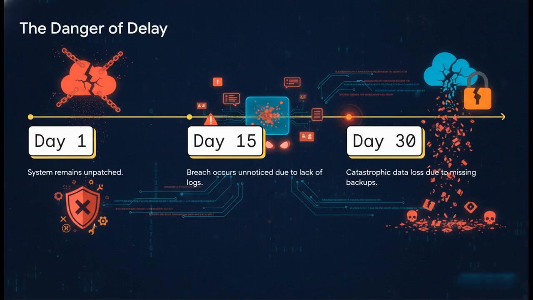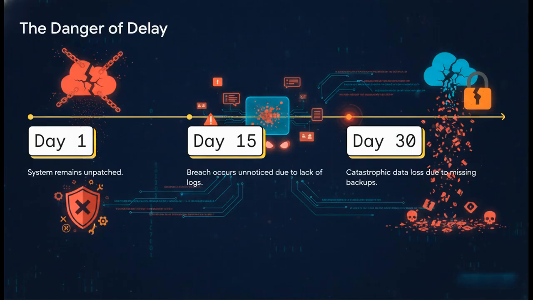This 30-day timeline perfectly illustrates our final 2 common mistakes: ignoring security updates and missing disaster recovery strategies. Mistake number 9 is failing to patch systems, usually delayed because teams are terrified of breaking production environments. Mistake number 10 is lacking backups, or setting them up once and never actually testing them. Let's look at a real-world scenario.